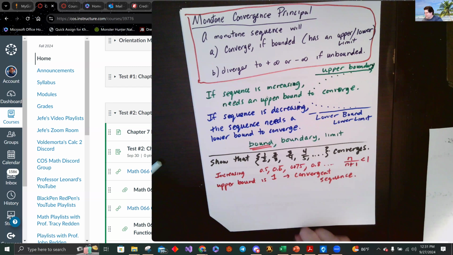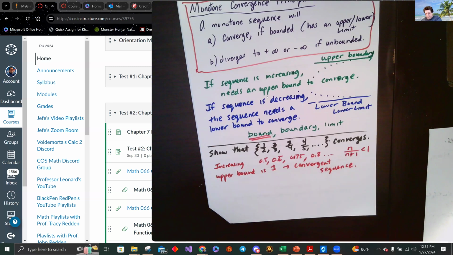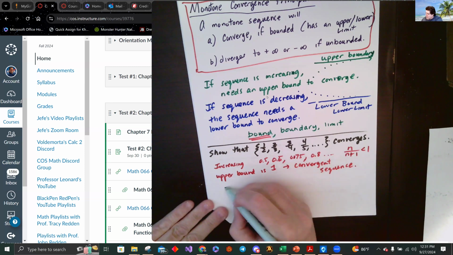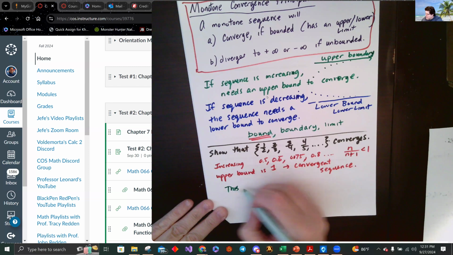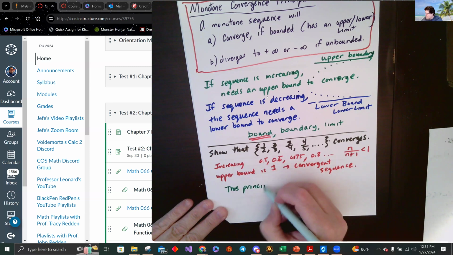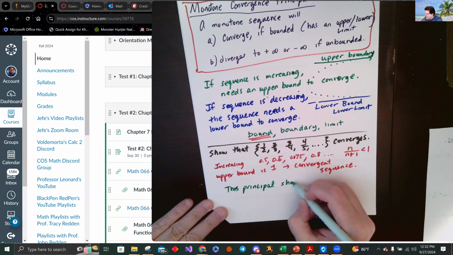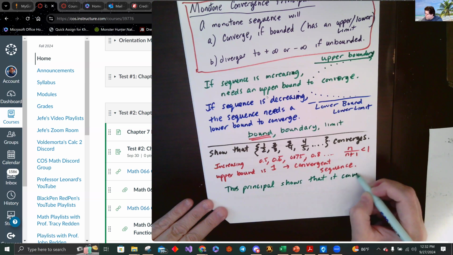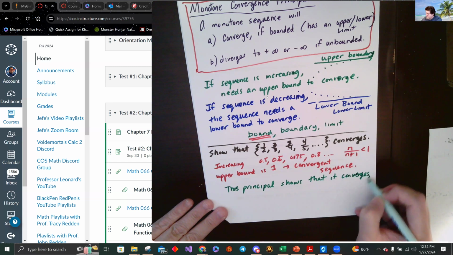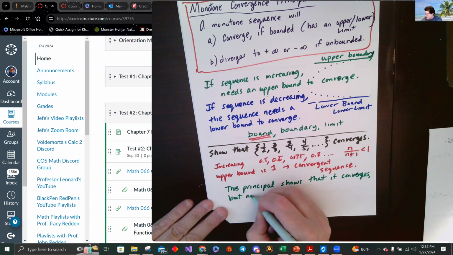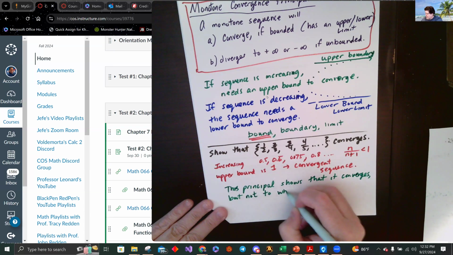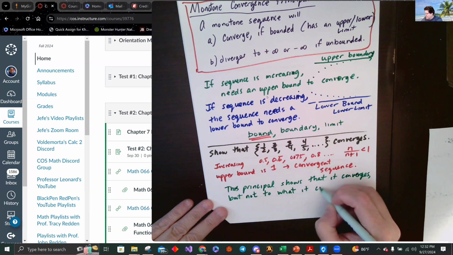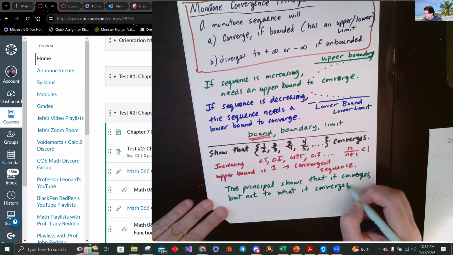It's important to know, I was able to identify what it converges to here, but it doesn't tell us what it converges to in general. This principle shows that it converges, but not to what. You have to do other stuff to find that out.